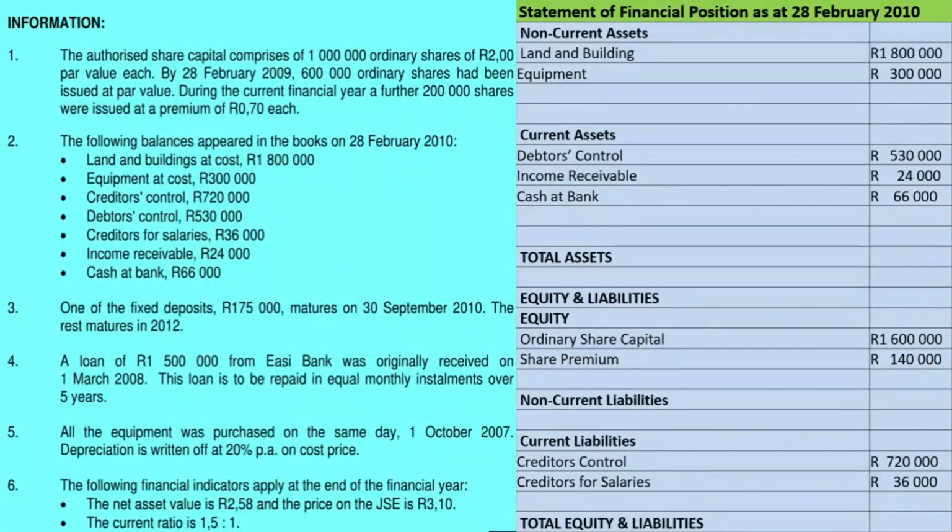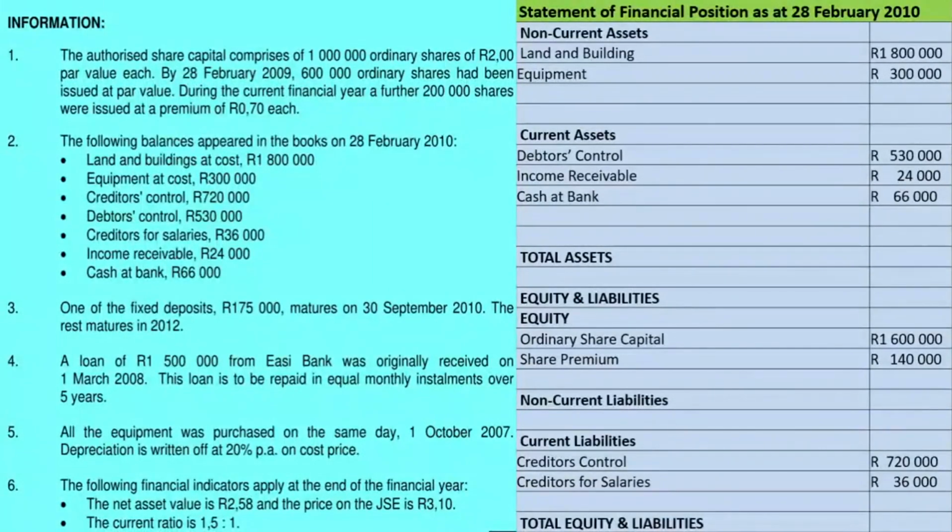We are told that one of the fixed deposits, 175,000 rand, matures on 30 September 2010. The rest matures in 2012. We know that fixed deposits is usually a non-current asset, but then we are told that one of them matures on 30 September 2010. Now remember, we are doing the statement of financial position as at 28 February 2010. So if you're going to receive the fixed deposit within the next 12 months, and yes, it is within the next 12 months because it will be received in September 2010, that means it's a current fixed deposit. It's a current portion of the fixed deposits. So we have to put it under current assets.